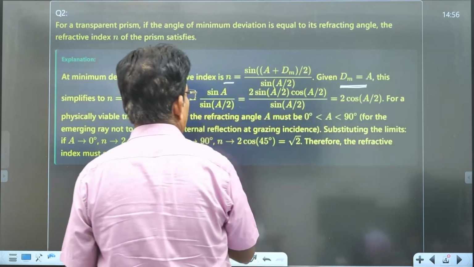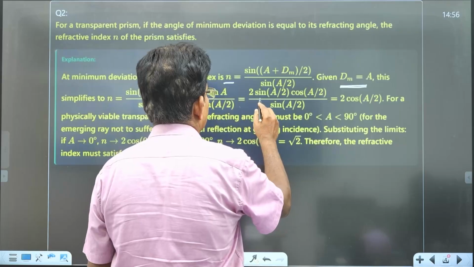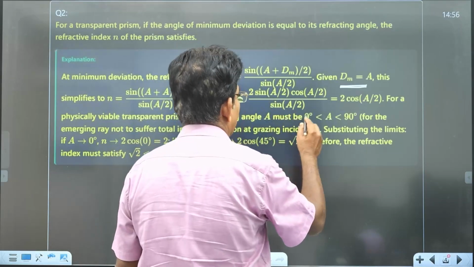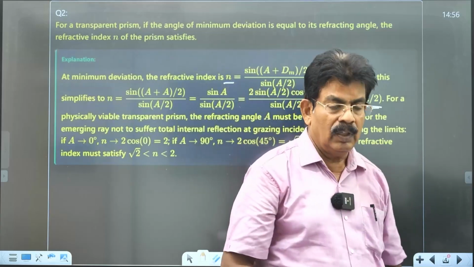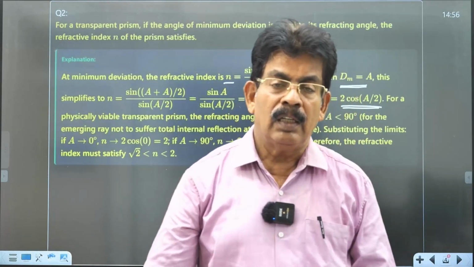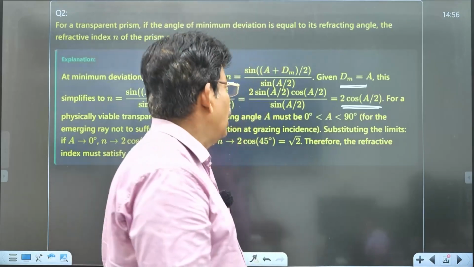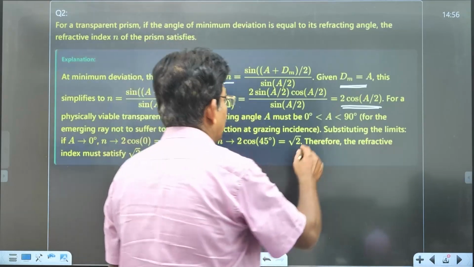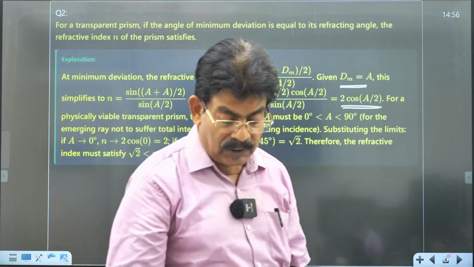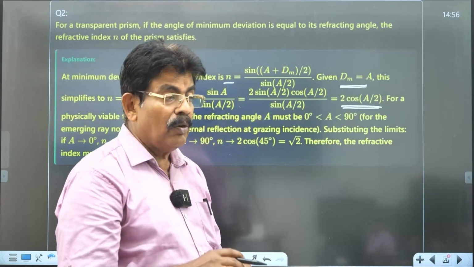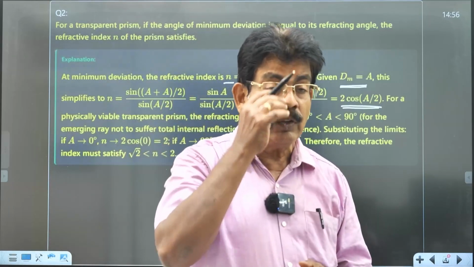So when you substitute it, you are getting sine A, which we split as 2 sine A by 2 cos A by 2, divided by sine A by 2. This is coming to be 2 cos A by 2. If you are not calculating the numerical value, we have the refractive index coming to be 2 cos A by 2. But the options given are, what are the possible values of n? A range of values is given, so we have to calculate it.